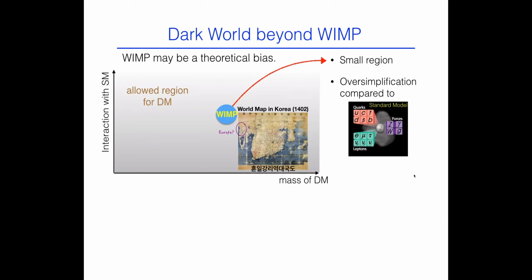So maybe WIMP may be too much of a simplification. I often compare this situation with the old map of Korea, like this old map of Korea from 1402. As you can see here, Korea is really huge, and of course China is huge, and even Japan is very small, and Europe is very small. Africa is very small, which is different from the real world, right?